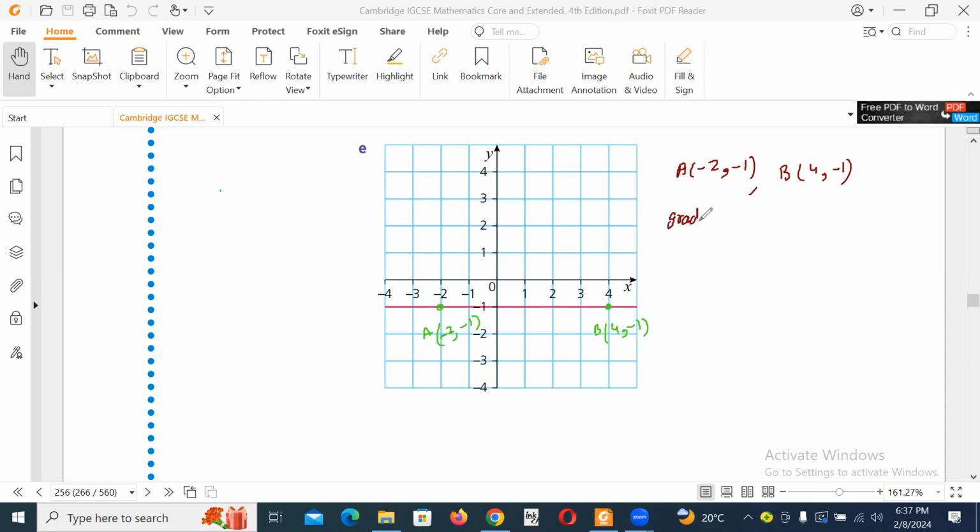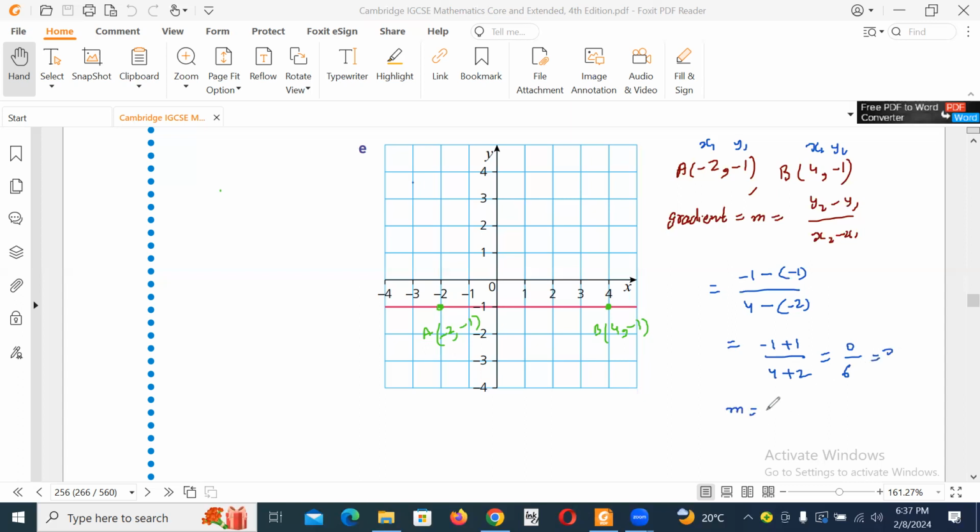What is the gradient? The formula is y2 minus y1 over x2 minus x1. This is x1, y1, x2, y2. So here y2 is -1 and y1 is -1, so -1 minus (-1) over x2, 4, minus (-2). So we can say that it is 0 over 6, which is equal to 0. So when you have a horizontal line, the gradient is always 0.